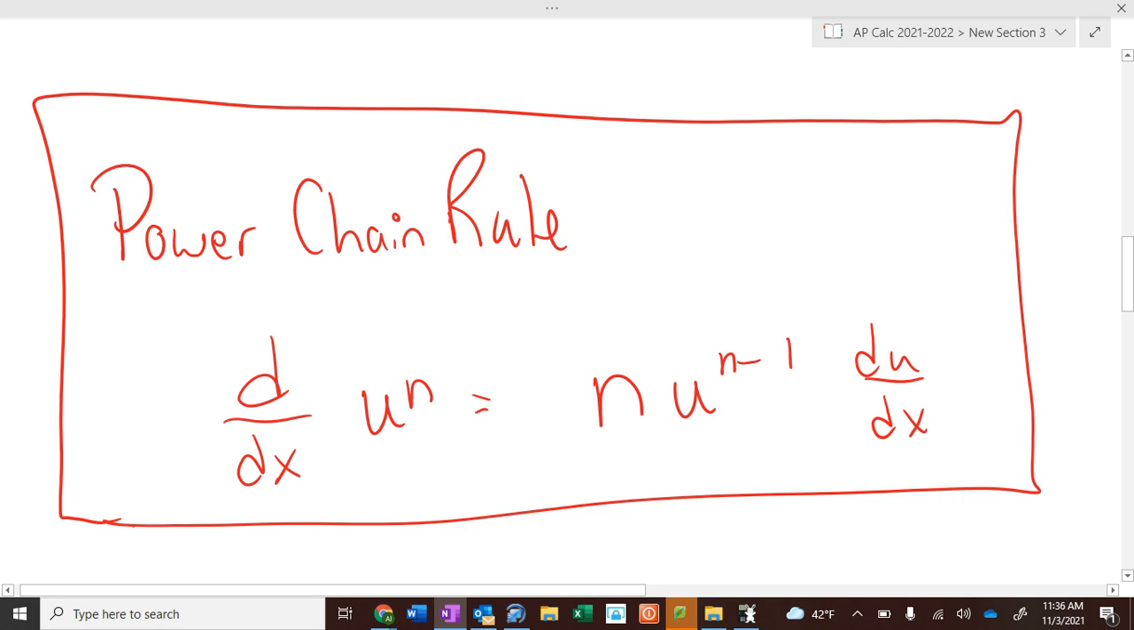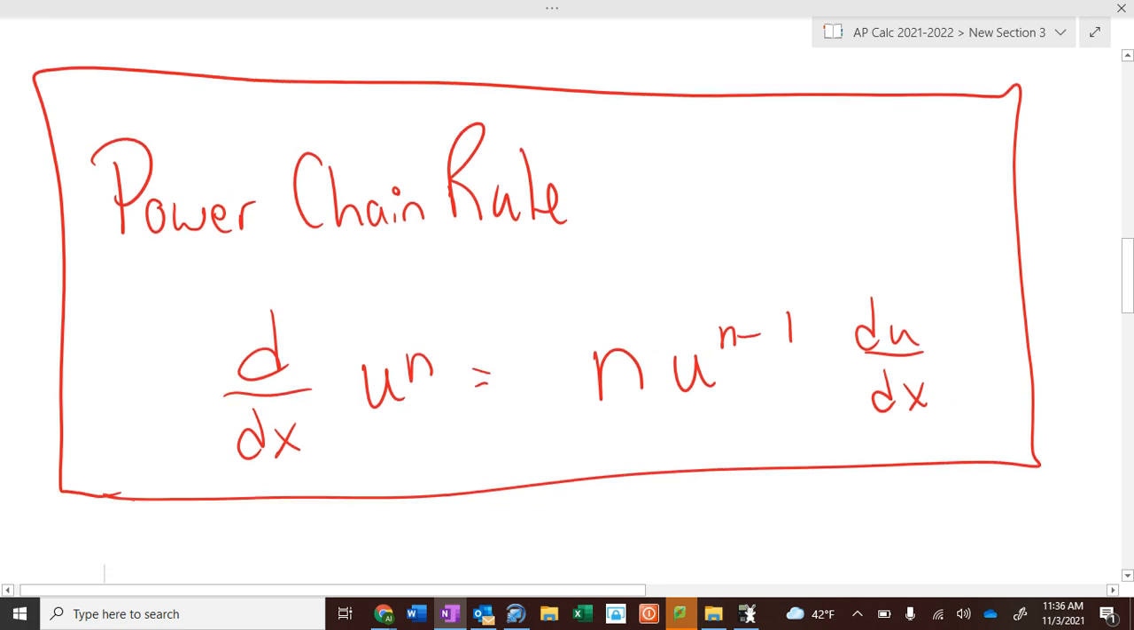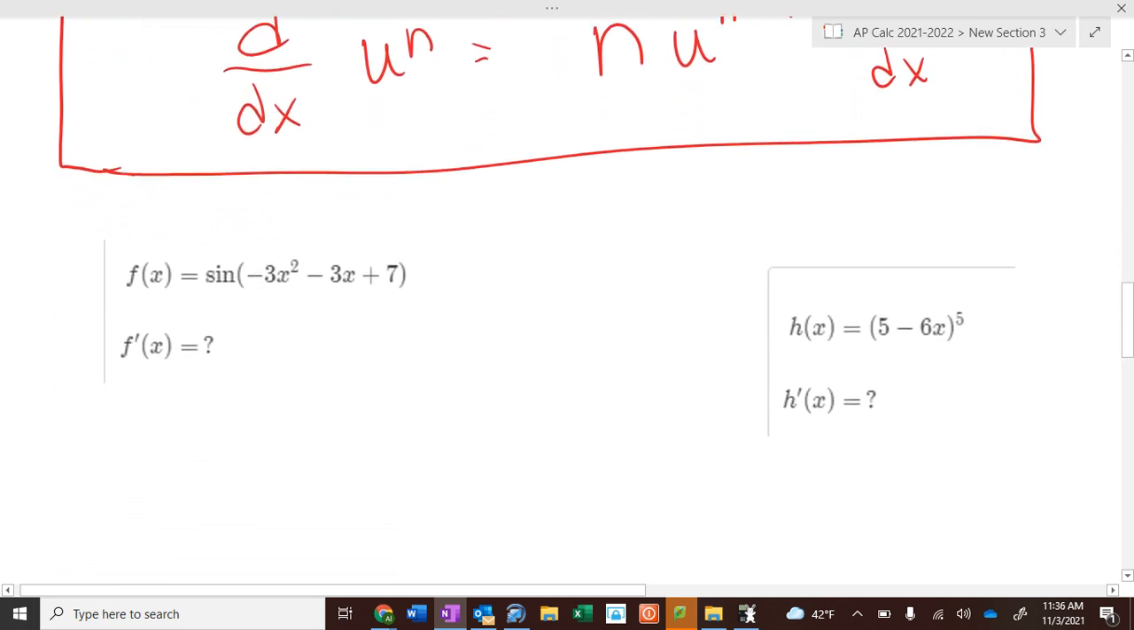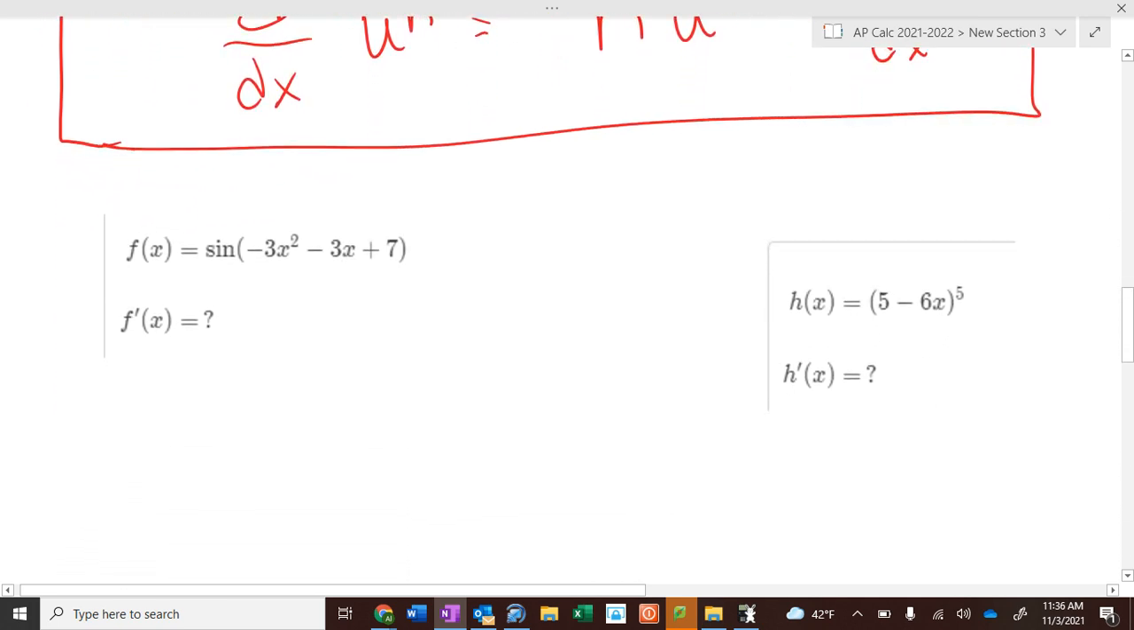Now, what we do is we get really complicated with this, and we put the chain rule inside of the chain rule. But that's just for after we get this down a little bit better. Okay? Guys, we have to wait for now. All right. So let's look at this function.